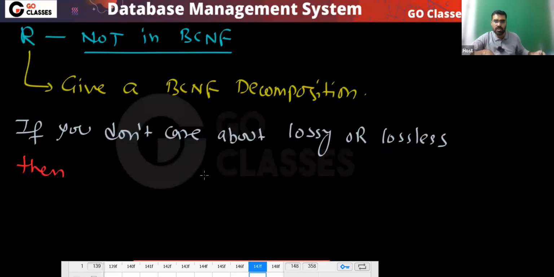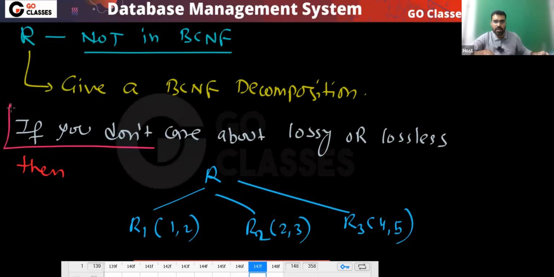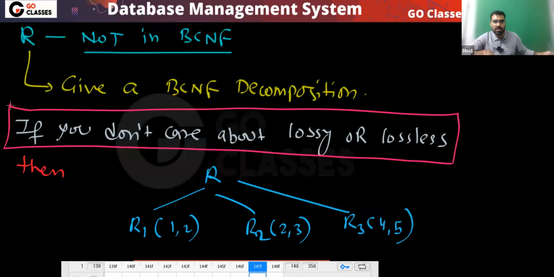Then this question is nonsense. Can you notice? Yes or no? Then this question is nonsense, because what you will do? You will create two attributes. Another relation you can create with two attributes. Another relation you can create with two attributes. Are you getting my point? Is this clear to everyone? So if you don't care about lossless or lossy, then this will become a nonsense problem. Do you agree this will become nonsense?